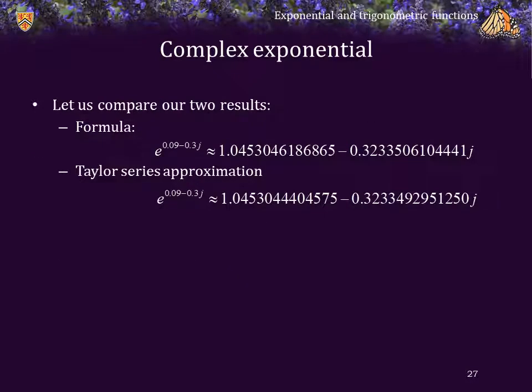Let's compare the two results. Well, taking a look at the formula and the fifth order Taylor series approximation, we see that it is correct to at least 5 decimal places or 5 significant digits in each the real and imaginary components.